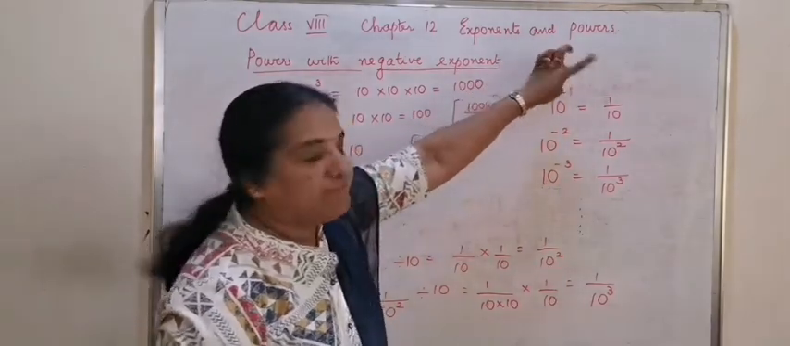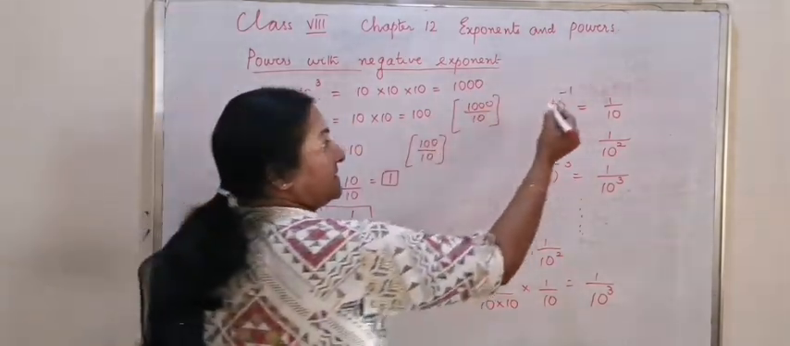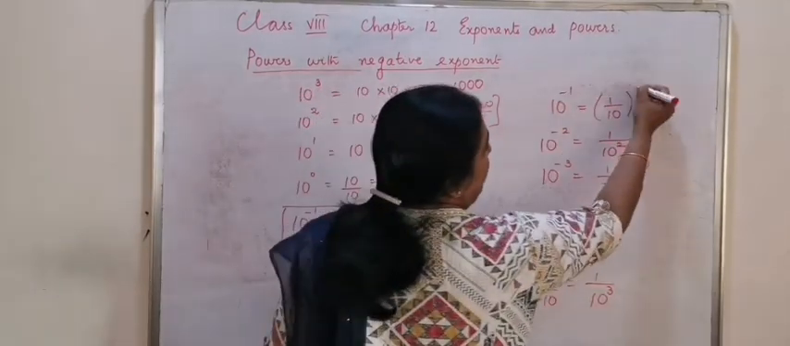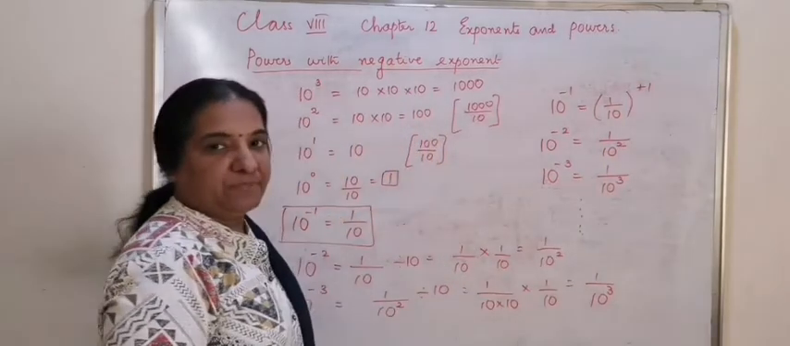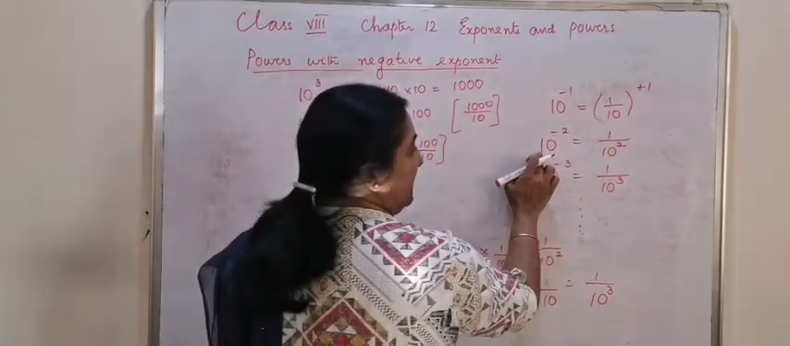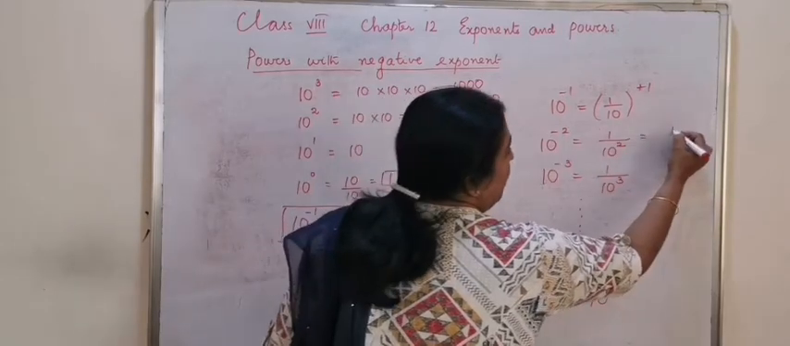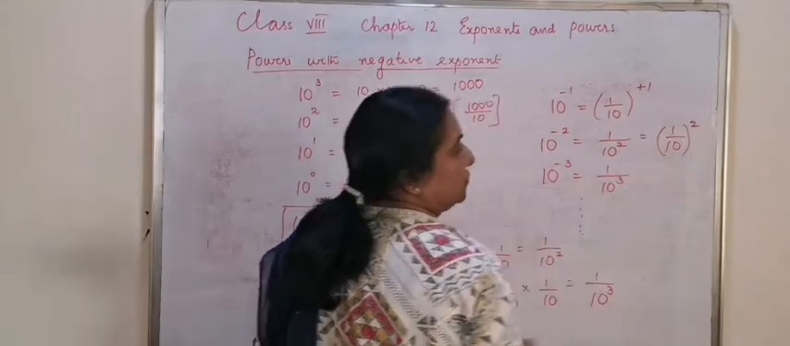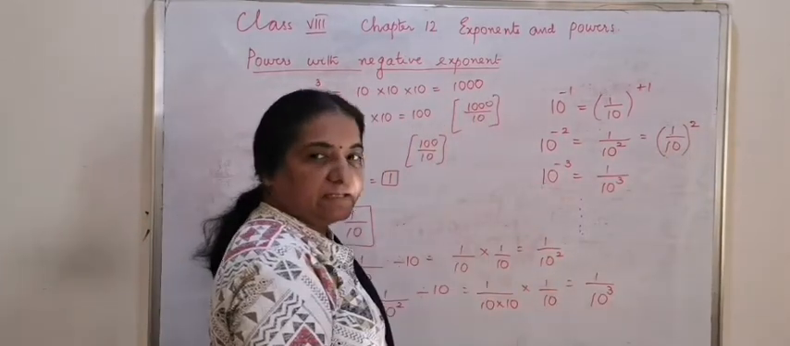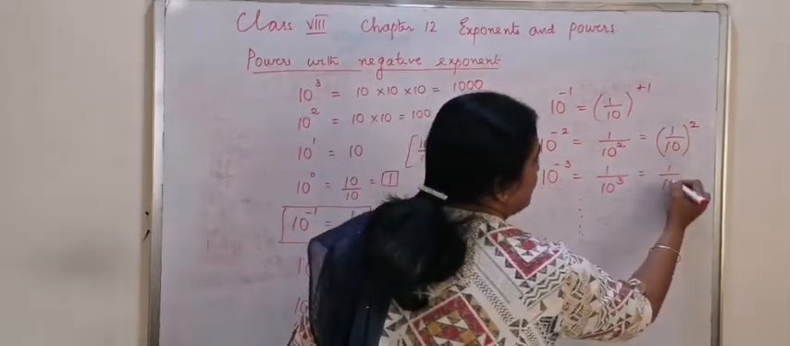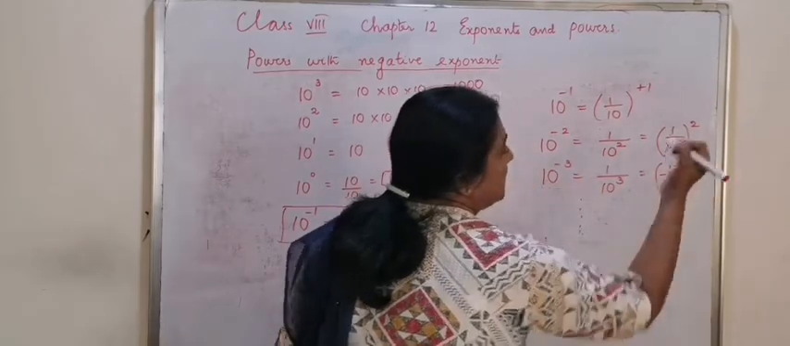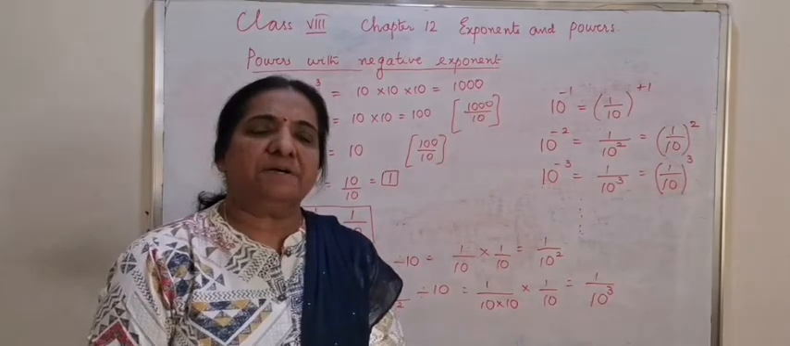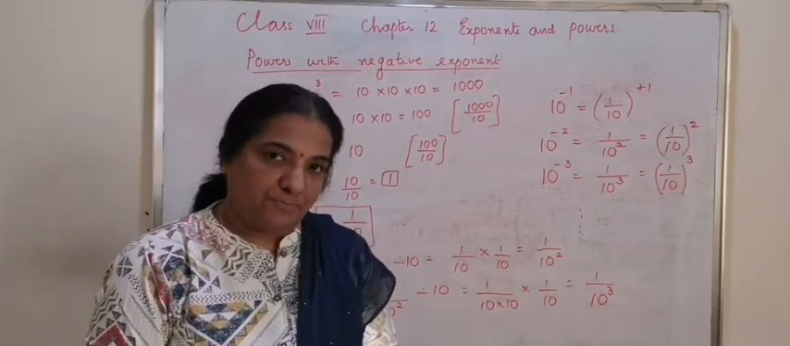When you have a negative exponent, the base is taking the reciprocal as well as the power is becoming a positive value. Similarly, 10 to the power of minus 2, the base is 1 by 10 and the power is positive 2. 10 to the power of minus 3, the base is converted as 1 by 10 and the power is positive 3. This happens for any number with a negative exponent.